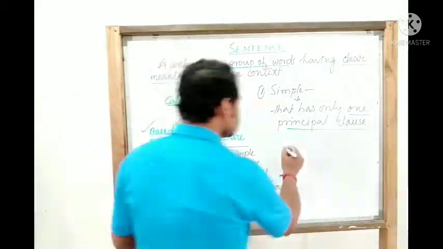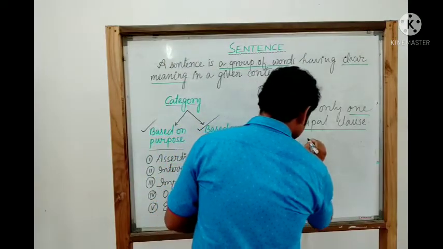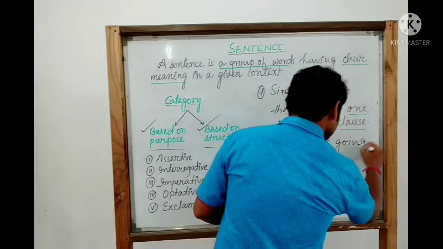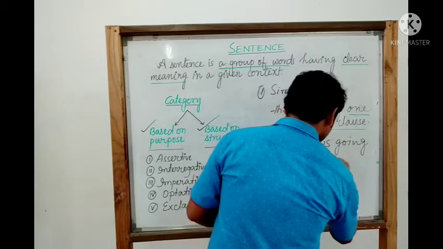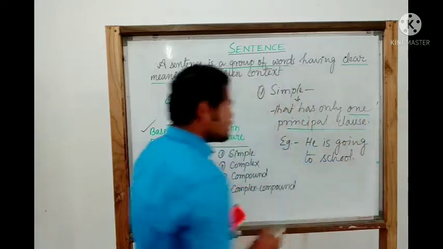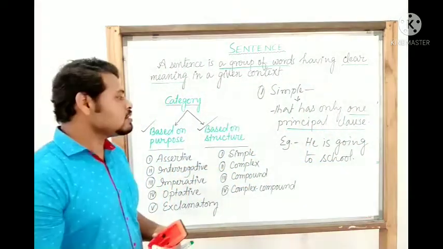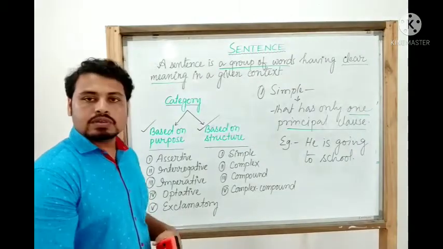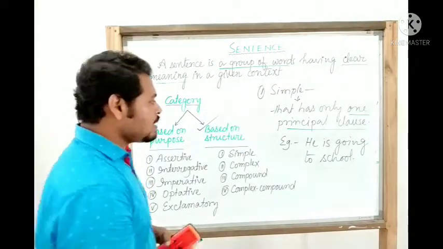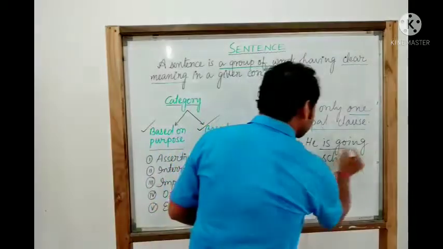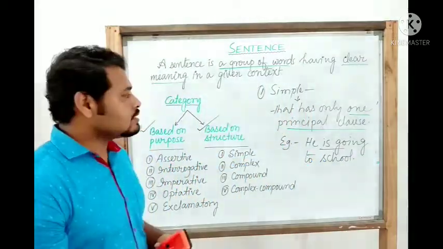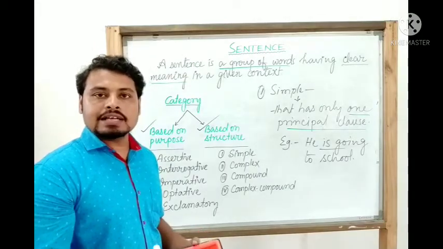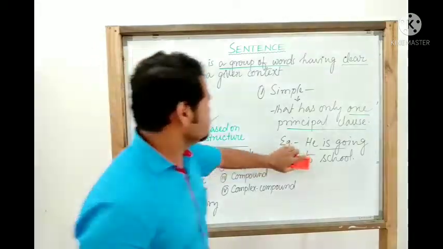For example, he is going to school. Here we have one and only one principal clause. He is going to school. Because we have only one finite verb here, that is why this is one clause. So a simple sentence is a sentence that has one principal clause.